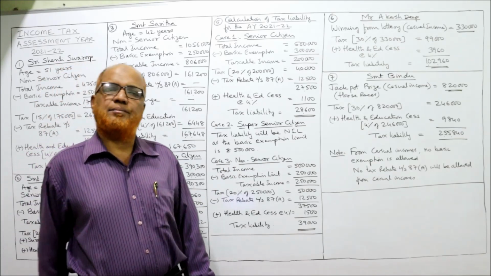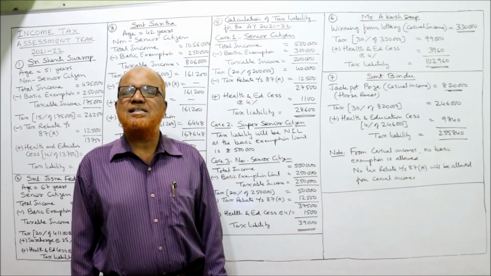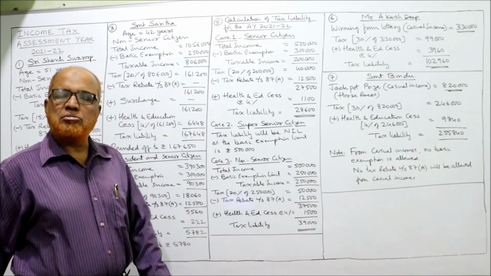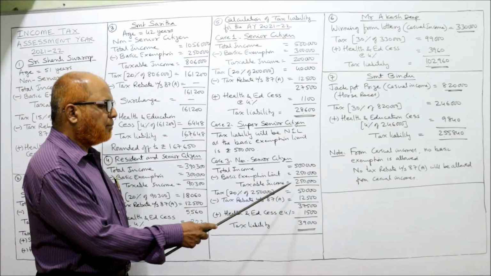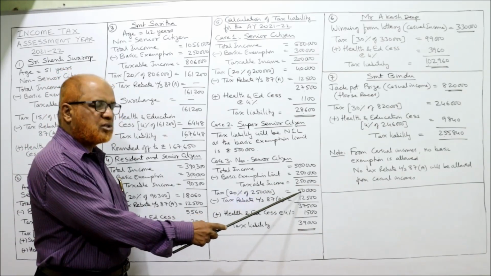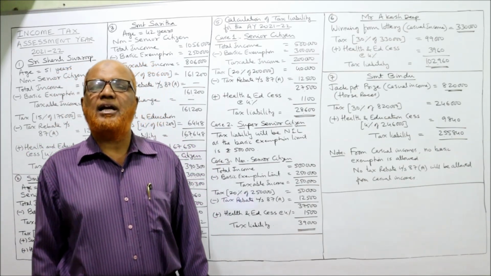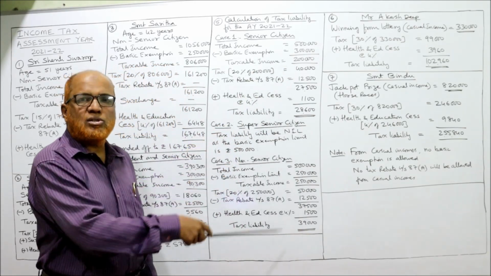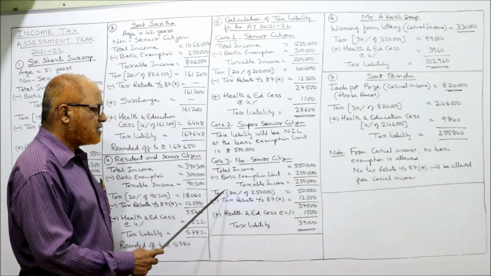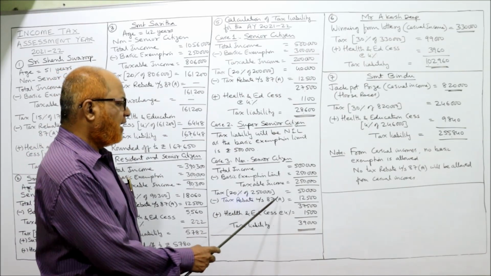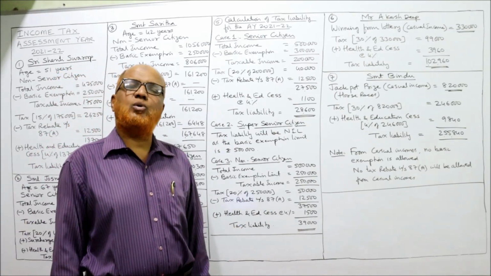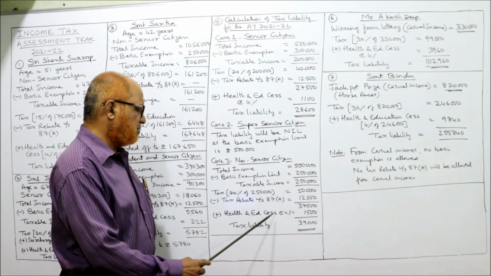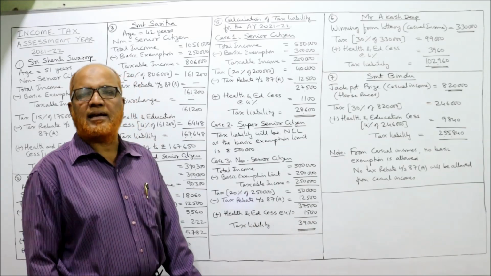Last one, non-senior citizen. For a non-senior citizen, the basic exemption limit is 2,50,000. So out of 5 lakh rupees total income, 2,50,000 basic exemption deduct. So taxable income 2,50,000. Tax 20% of 2,50,000, 50,000. Now tax rebate under section 87A, that will be allowed for senior citizen as well as non-senior citizen. So for non-senior citizen, tax rebate is actual income tax 50,000 or fixed amount 12,500, whichever is least. 12,500 is least. Deduct, 37,500. To this add health and education cess 4%. 39,000 is the tax liability.